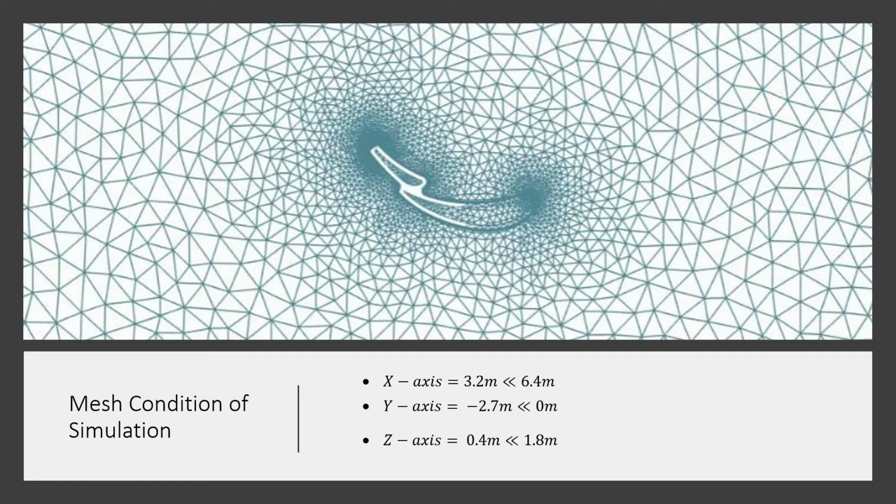So next is the mesh condition of the simulation. On the x-axis is from 3.2 meters up to 6.4 meters. And on the y-axis is from negative 2.7 meters up to 0 meters. And on the z-axis is from 0.4 meters.